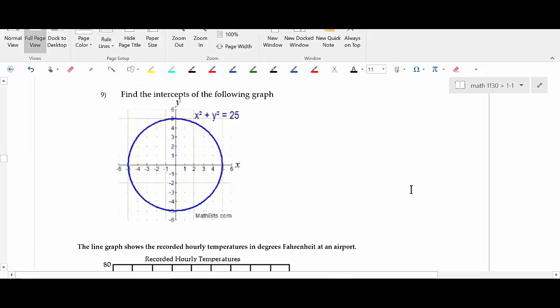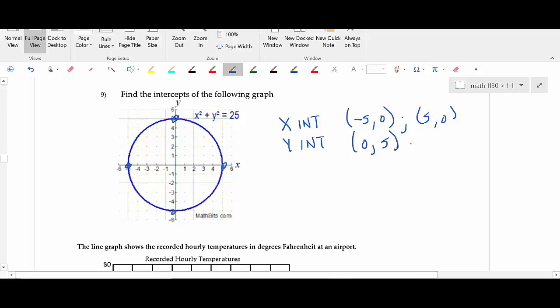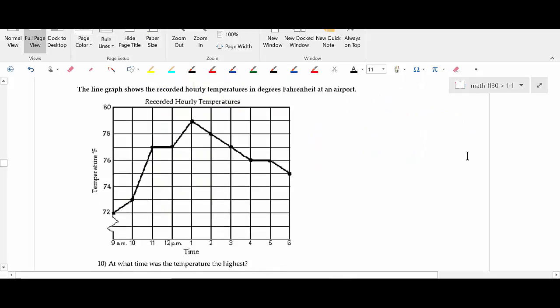The next problem. How many intercepts does this have? There are 4. Now this is a circle. It looks like the x-intercepts on here are going to be this point and this point, which looks like -5, 0, and 5, 0. And then the y-intercepts are going to be these 2 points, so that will be 0, 5, and also 0, -5. You want to be able to look at a graph and know what its intercepts are. That's it.